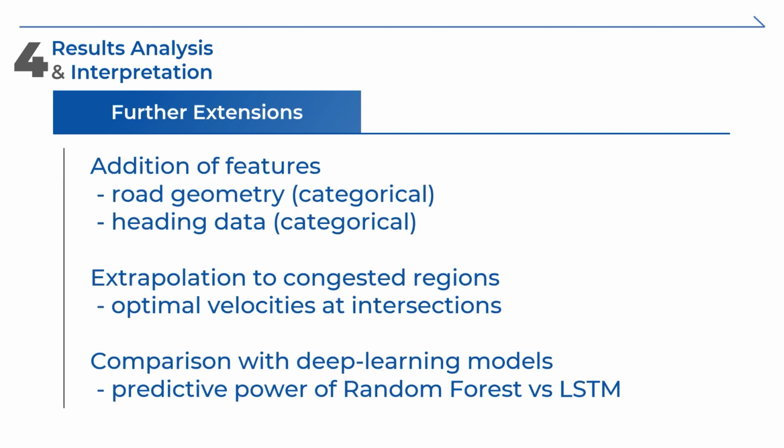Our project could be extended in several ways introduced below. Firstly, we could add more categorical features such as the road geometry, weather conditions, and heading data. Secondly, we could extend our model further to predict vehicle velocities for congested intersections where the vehicles are stationary or moving very slowly. Our current model's predictions result in polynomial residuals for velocities of 0 to 10 meters per second in case of acceleration and braking scenarios.